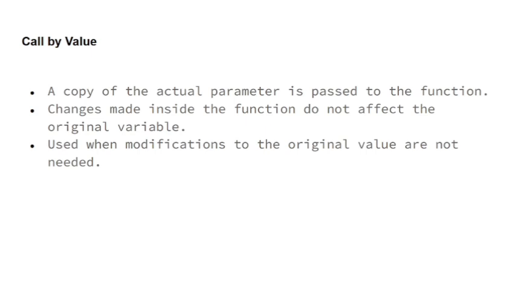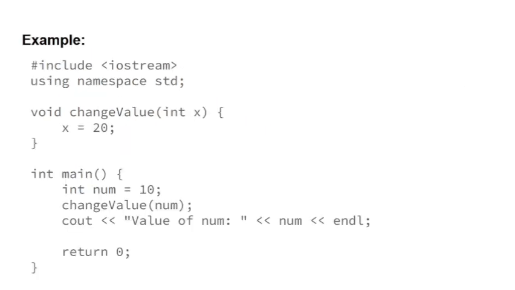I think it may be hard to understand what call by value is right now, so let's move toward the example. What is call by value? As you can see, this is a simple call by value code. I created a function that is basically used to change a value. For example, we created the function with the name changeValue, and this is the parameter, an argument of integer type, and x is the variable name. In this function, we are just changing the value of x to 20.